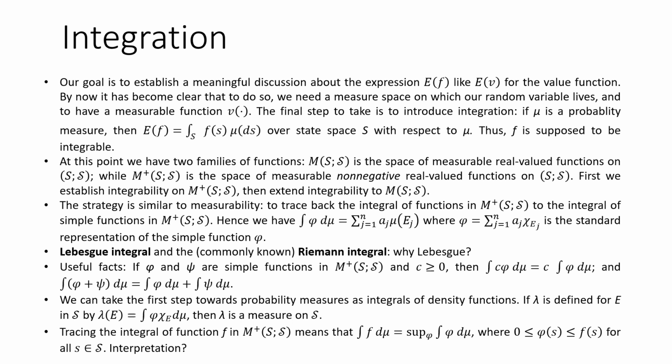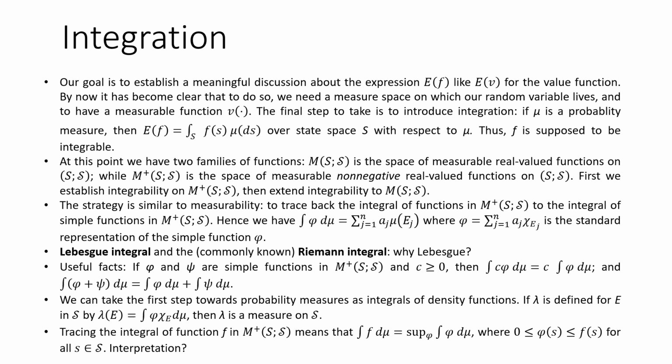Let's start with some useful facts. If we multiply a simple function by a real constant, then the integral of this multiplied function is the integral of the simple function multiplied by the constant, and the integral of the sum of two simple functions is simply the sum of the integrals of the individual functions. The next useful fact is the first step we take towards defining probability measures. If we integrate a simple function over a set, then it's a measure.